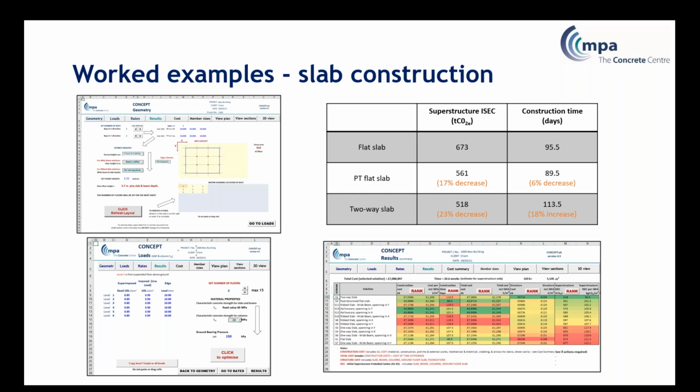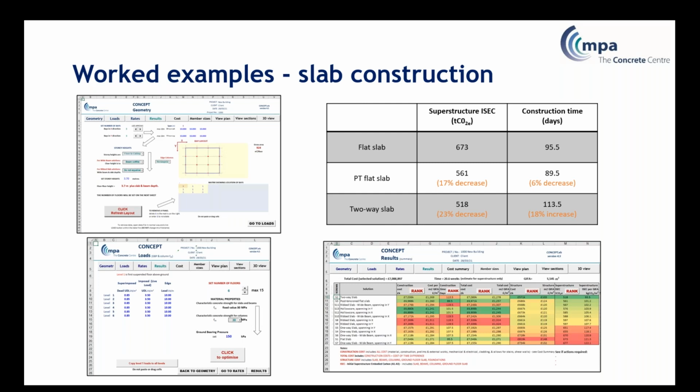Concept allows us to compare 13 forms of slab construction. In the previous two examples I've shown, I've just compared the options with the lowest embodied carbon. However, in this example, where I've looked at spans of 10 metres and a 6-storey building with office loading, I have looked at these different options.